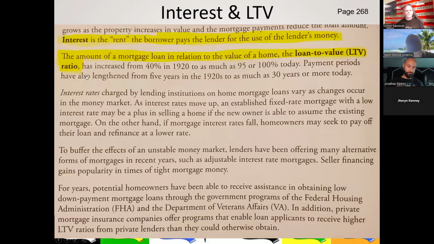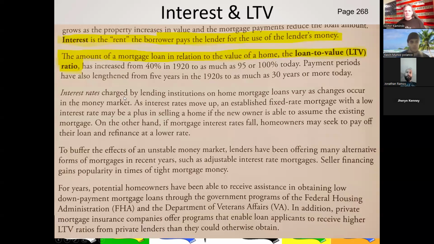All right. So you guys got interest. Interest is the rent the borrower pays for the use of someone else's money. And the LTV, that's the loan to value ratio. It's how much the lender will loan you in relation to the value of the home.